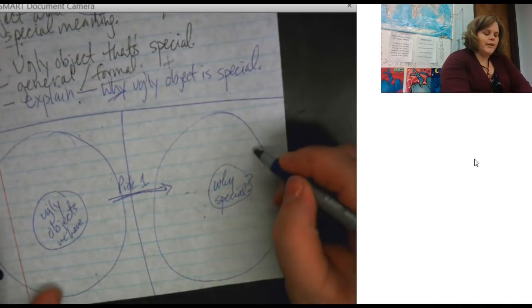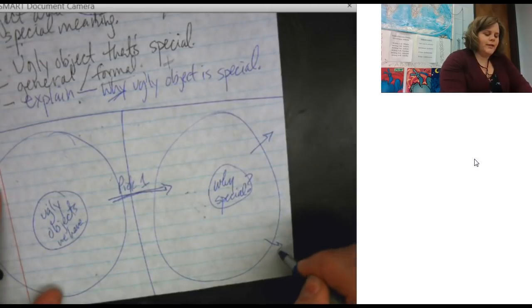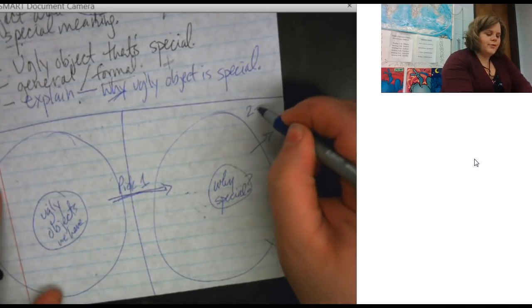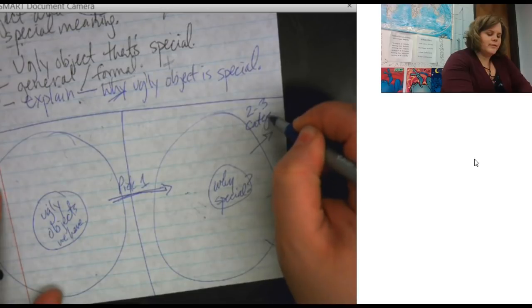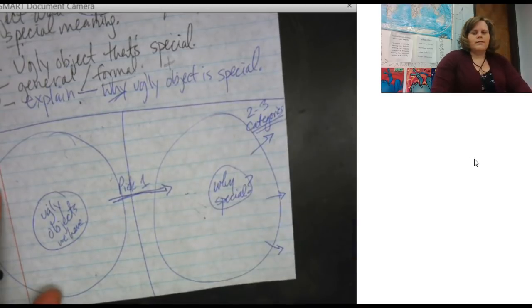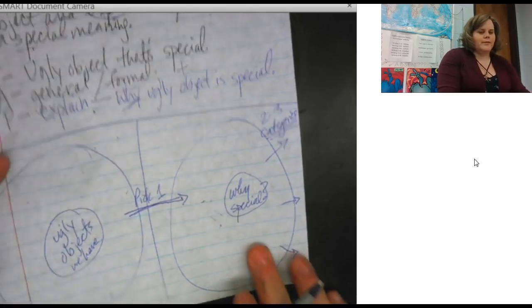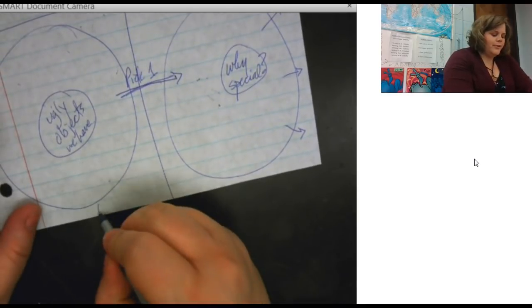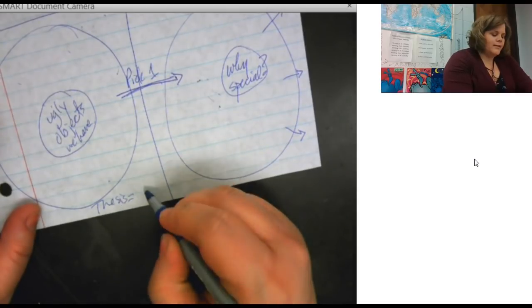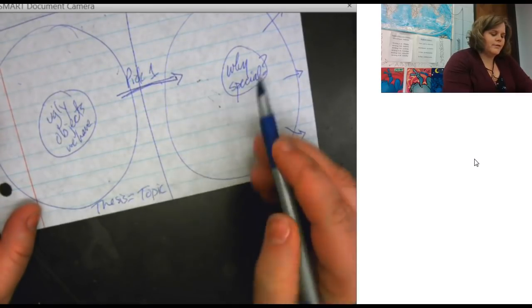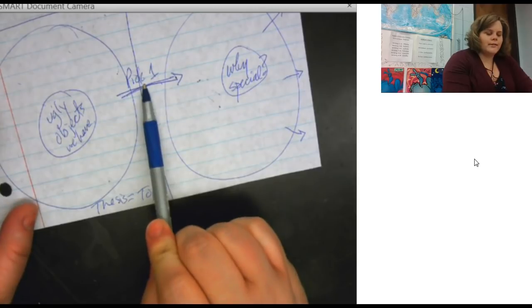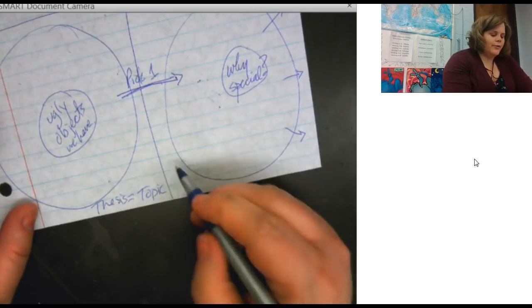The big deal is once you do that, you need to have 2 to 3 categories in order to create a thesis statement. Your thesis statement, I'm running out of room. Your thesis is your topic, which is the object, and your categories.